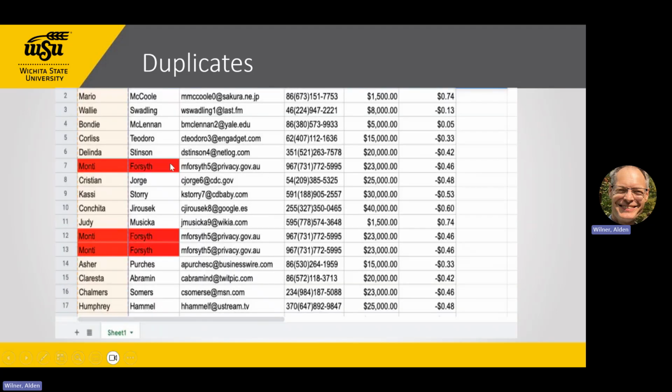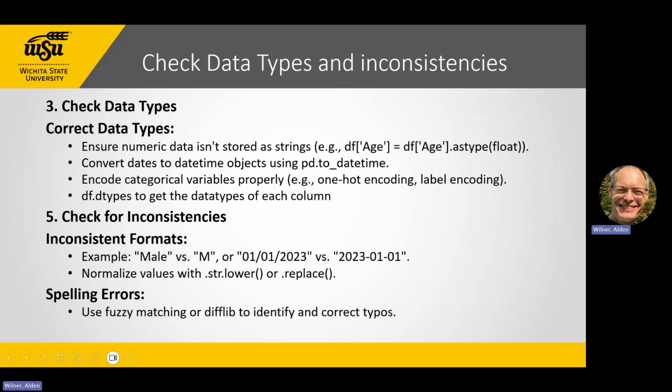So here's duplicates. Monty Forsyth is in there. Well, at least they're in there with 3 identical entries, right? So we can just throw those away, right? We also want to check our data types. We want to ensure the numeric data isn't stored as strings, right? So if we do df.age, we can set that to a floating point by saying astype float.